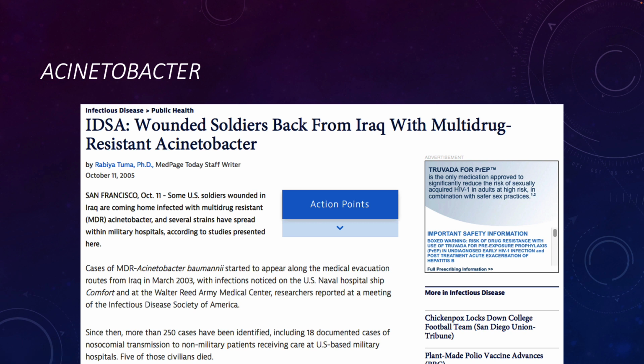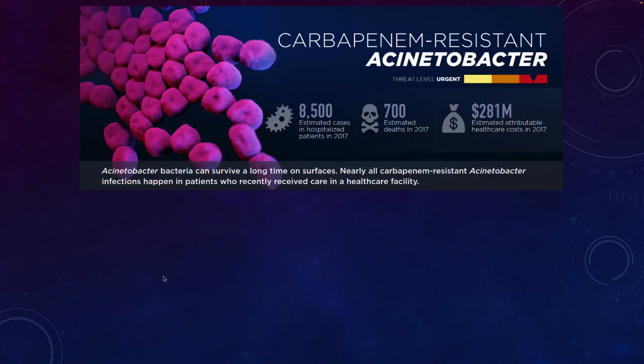And so again, this is something that we weren't even talking about 20 years ago. Well, we started talking about it about 20 years ago. And since then, it has now become an urgent threat in the United States. Carbapenem-resistant Acinetobacter: 8,500 hospitalized patients, 700 deaths, with almost $300 million in healthcare costs.